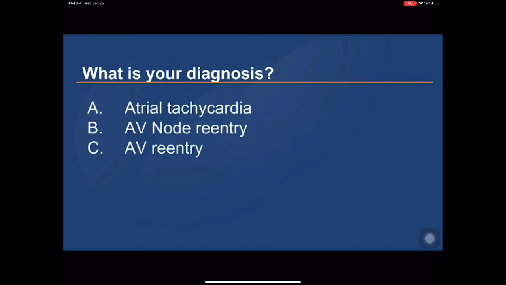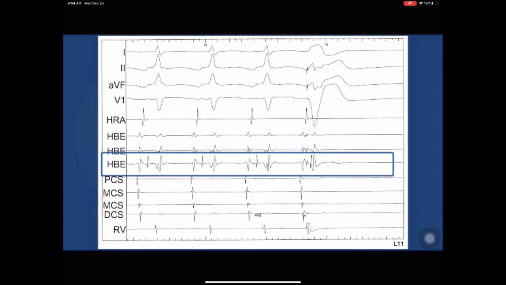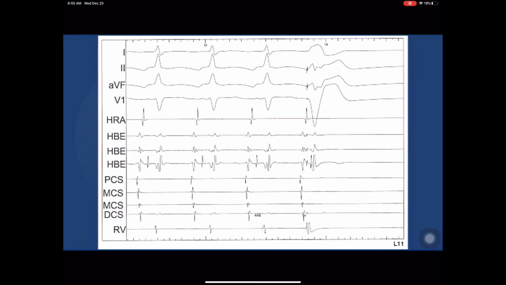Atrial tachycardia, AV node reentry, or AV reentry? And I will promise you, you can make a diagnosis here. But you got to measure very carefully. And I particularly want you to look on the His bundle lead here. Everything you need to make this diagnosis is on this lead. So we'll give you a chance to answer.